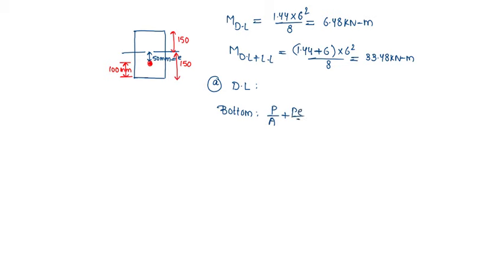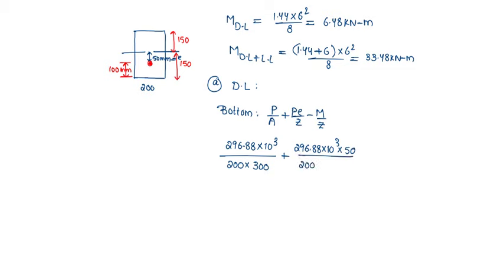So the stresses first due to dead load alone at bottom will be P by A plus PE by Z minus M by Z. Substituting, P is 296.88 kilonewton, so into 10 power 3 in newtons, by area, which is 200 mm by 300 mm, so 200 into 300, plus again P is 296.88 into 10 power 3 in newton, E is 50 mm, so into 50 by Z, which is BD square by 6, so 200 into D is 300 square by 6, minus moment due to dead load, 6.48 kilonewton meter in Newton mm into 10 power 6 by Z, which is 200 into 300 square by 6.